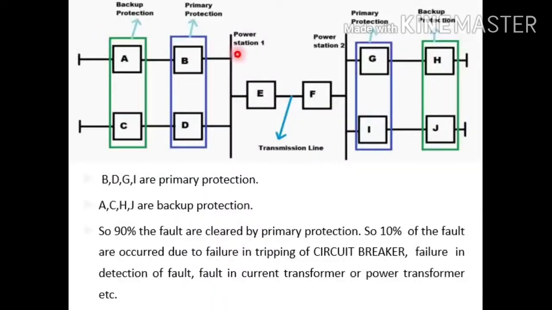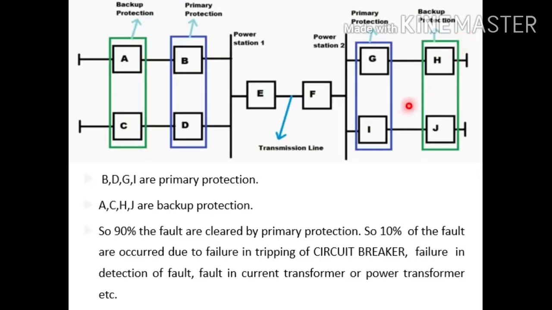The next part is the primary and the backup protection. The backup protection and the primary protection are the two kinds of protection given to each of the power system. The primary protection is nothing but BDGI, and the backup protection is ACHA. The primary protection is the first line of defense. If due to any reason these primary relays fail to operate, then the backup protection is here to clear the fault, and these are going to act as the second line of defense.